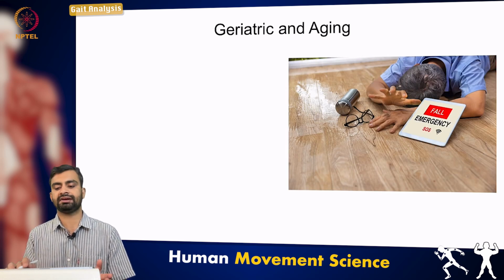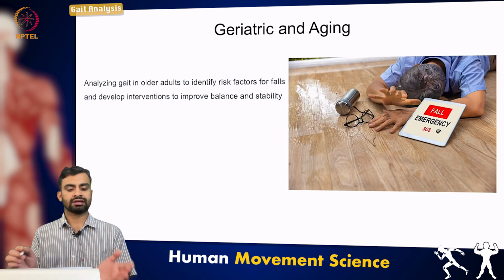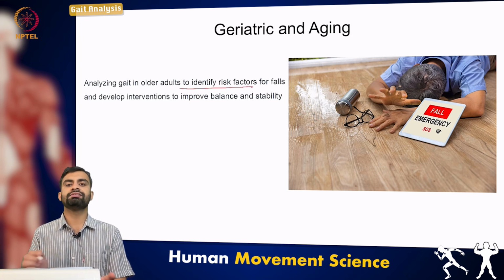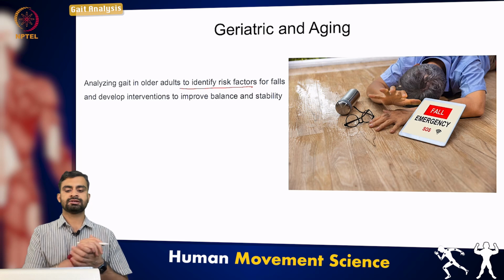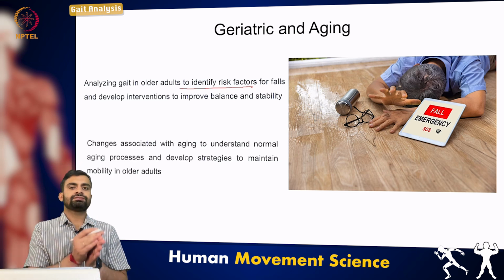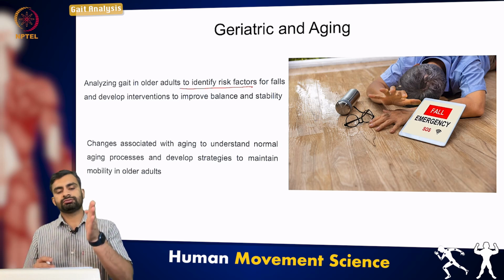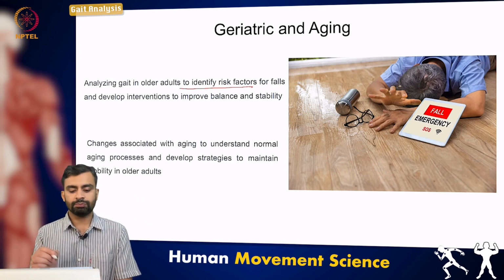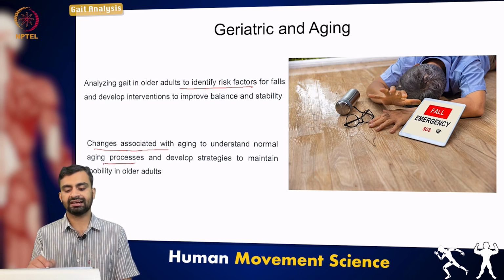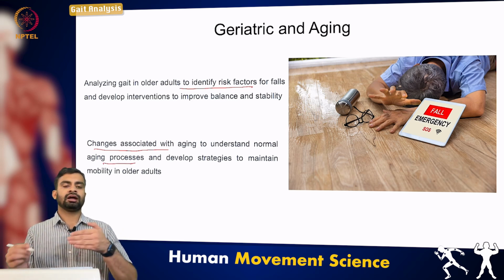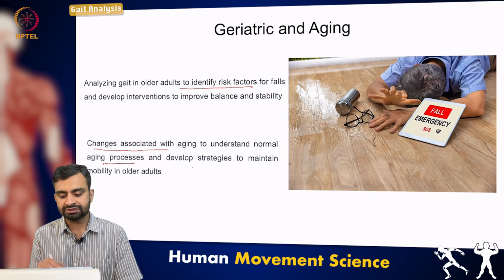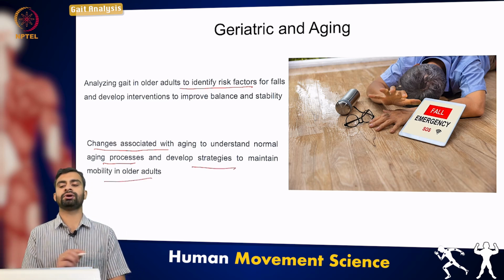In terms of the geriatric and aging population, gait analysis helps to identify the risk factors for falls and develop interventions to improve balance and stability. If gait analysis is performed over time on this population, it will help us to understand the normal aging process and help clinicians as well as rehabilitation professionals to develop strategies to maintain mobility in older adults.